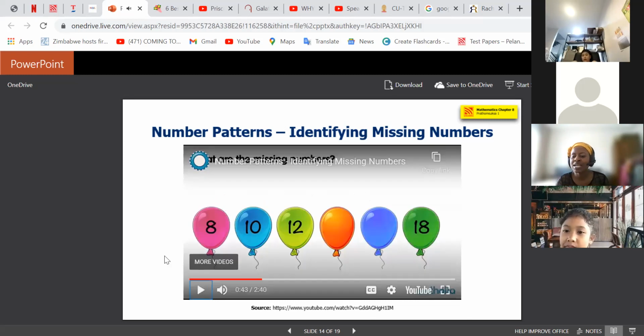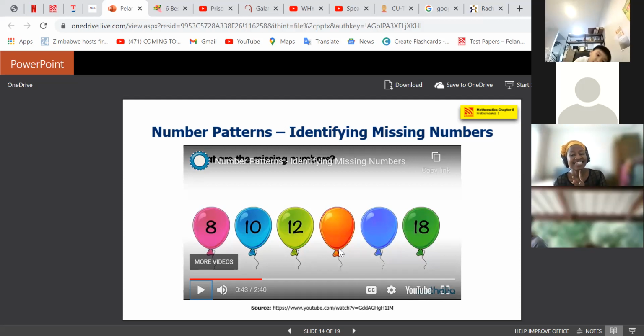All right, let's try this one, Bright. The missing numbers will be, we have 8, 10, 12, and? 14. Thank you so much, 14. 14 and then? 16. And then 18.